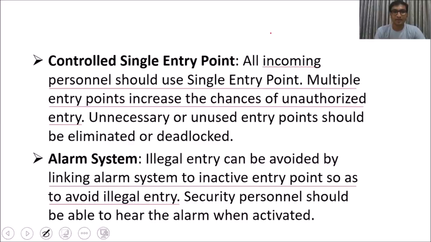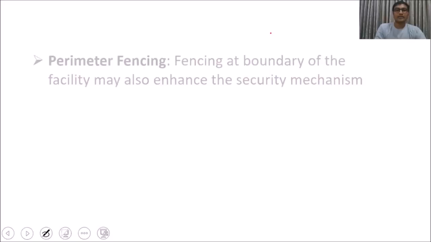Look, illegal entry can be avoided by linking the alarm system to inactive entry points. Basically, sensors will be there. If someone tries to enter from a door which is locked and not used for entering the premises, then the alarm will be triggered. The sensors will force the alarm, and everyone will come to know that someone is trying to enter our premises. Okay.